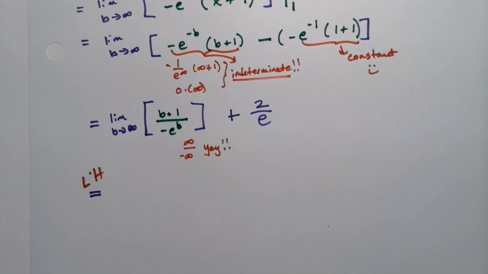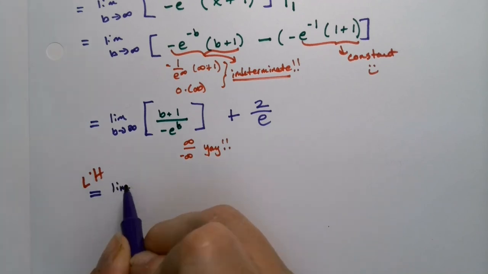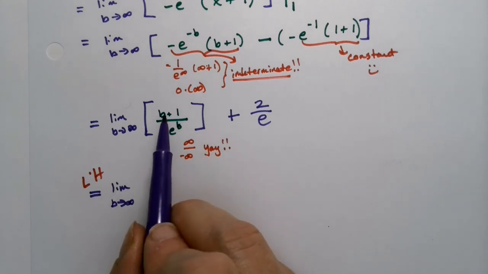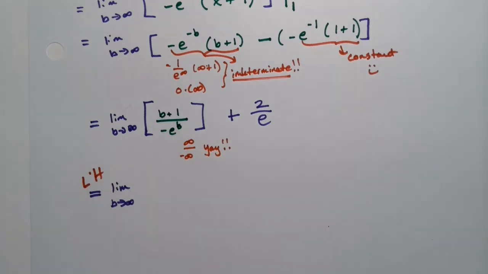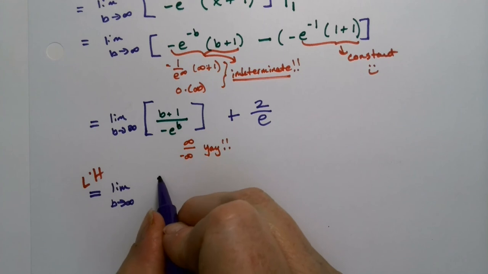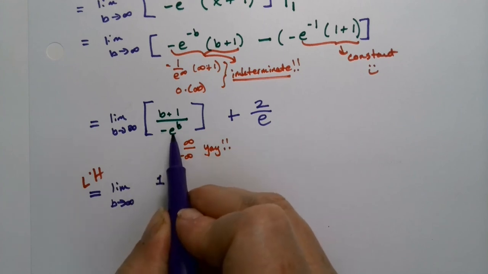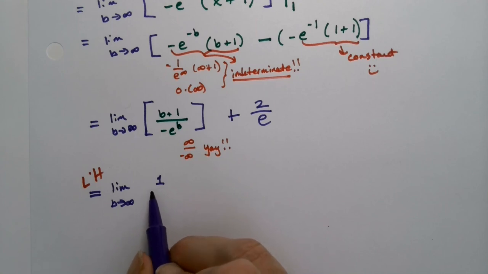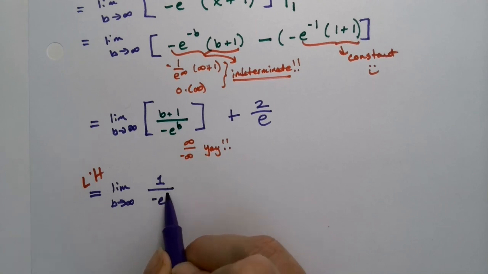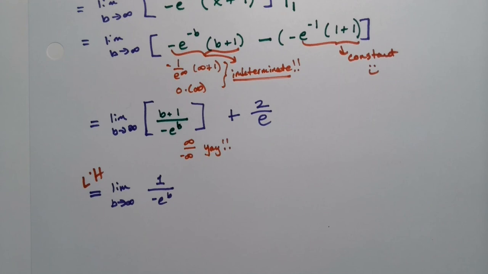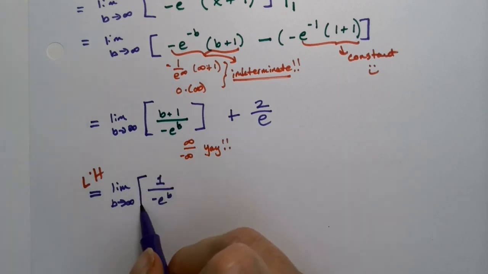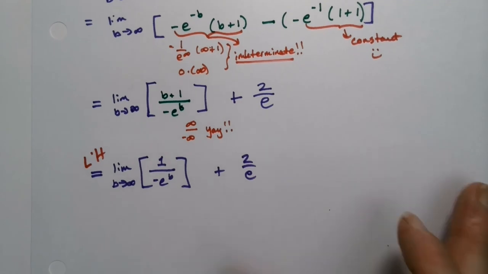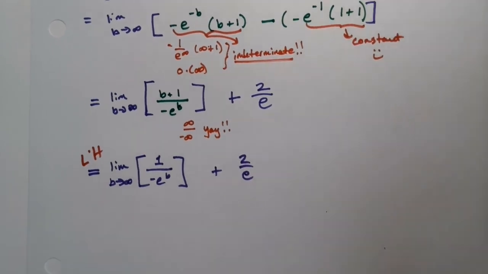All right, so then that means that by L'Hopital's rule, this is equal to the limit as b goes to infinity of, and we take the derivative. The derivative of this is 1. And the derivative of negative e to the b would be negative e to the b, right? The derivative of e to the b is e to the b, and then it's just multiplied by negative 1. And then this whole thing is plus 2 over e, because that's a constant. That's not involved with the infinity part at all. So we just kind of leave it hanging there.